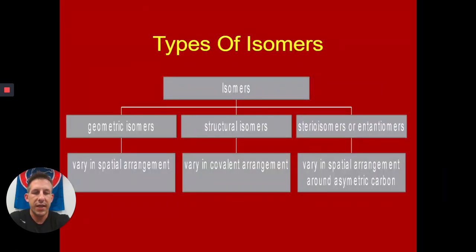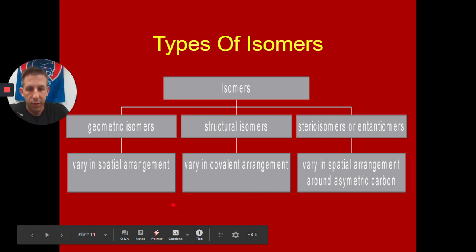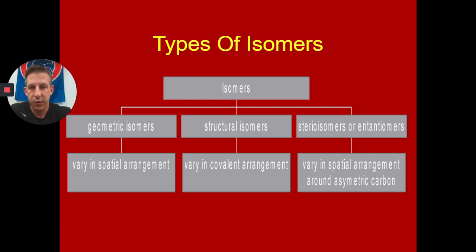Now, when we get into isomers, we have to discuss the different varieties. There are different types of isomers, guys, and part of what we're going to talk about in this portion of the video are these different types. We've got something known as geometric isomers. They vary in spatial arrangement, and these will make more sense when you actually see them and are shown models of them. We've got structural isomers.